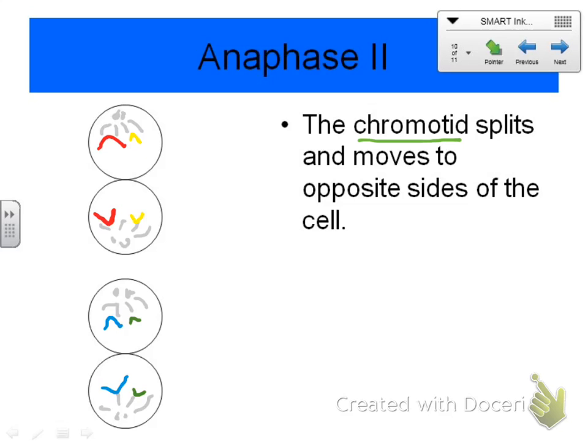Oh, we're good on time today. Okay. All right, after anaphase 2, what's the final step there? Hannah? Telophase 2. Thank you for raising your hand, Hannah.